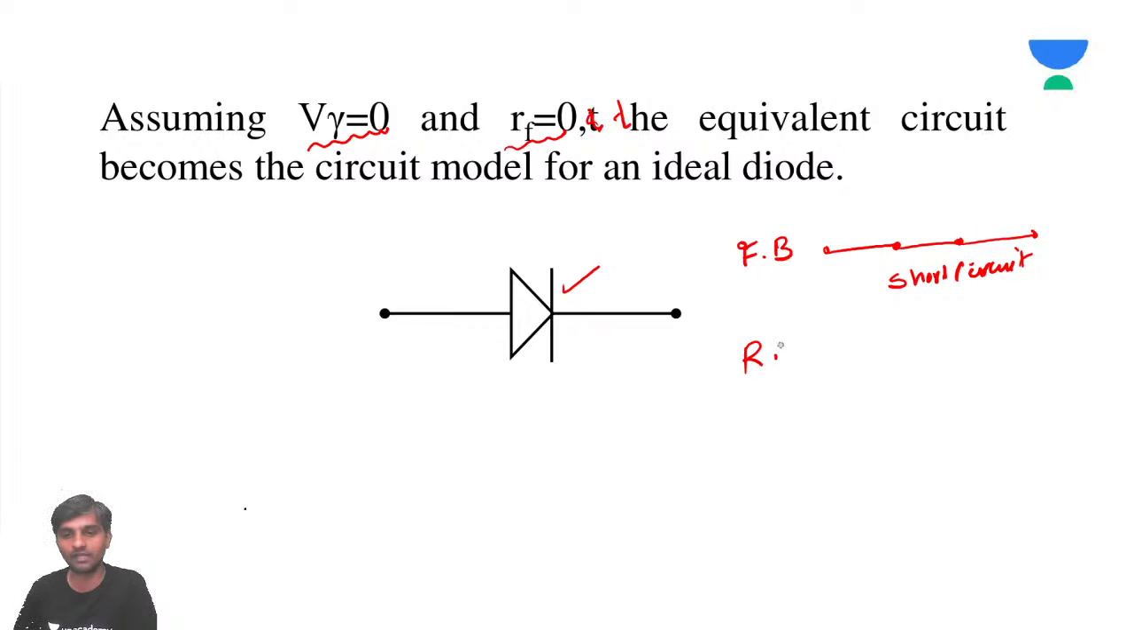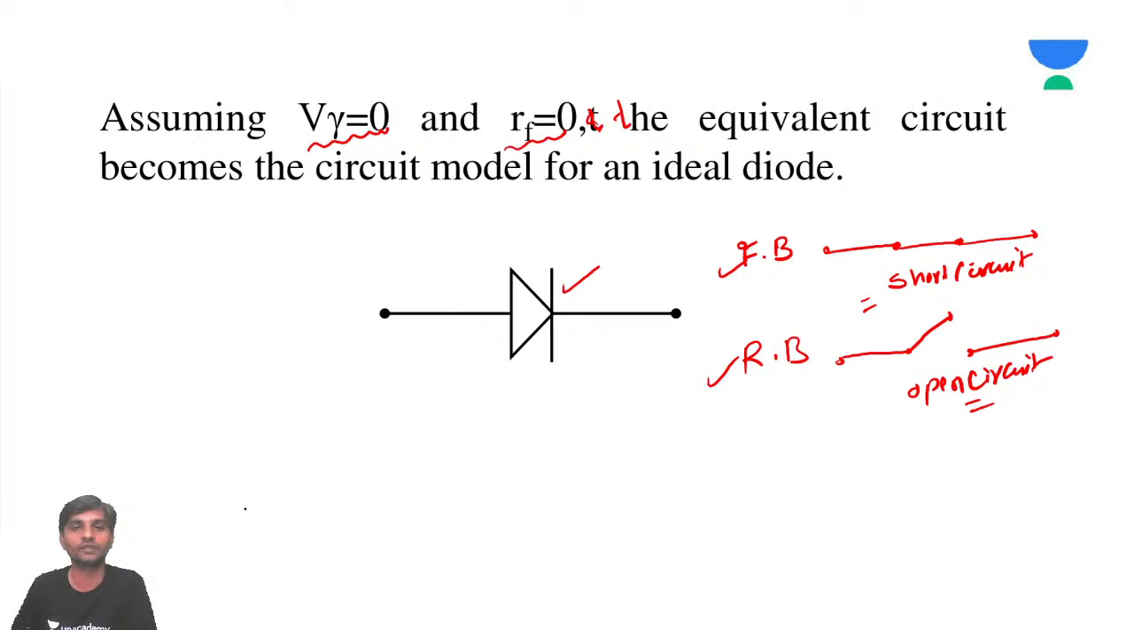And when the ideal diode is reverse biased, it is simply an open circuit. Nothing doing. No cut-in voltage, no RF, nothing. Simply we'll assume that it is an open circuit. Is that clear? This is going to be forward bias and this is going to be reverse bias. This is an ideal diode.